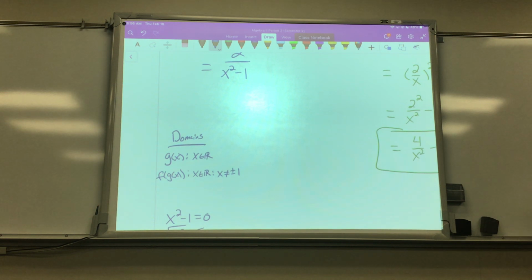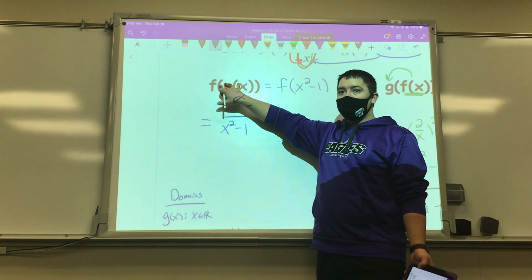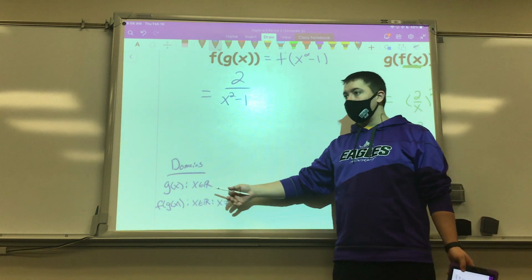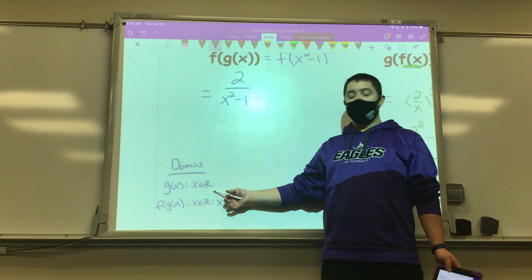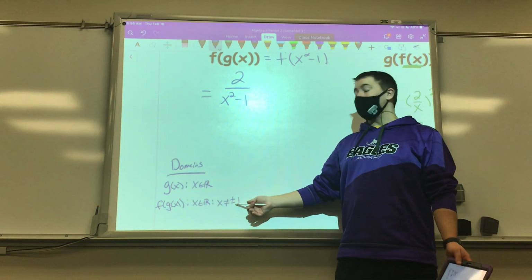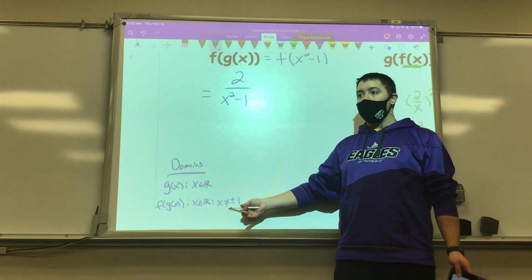So when you do the overall domain of this composition, you have to take the most restrictive. There were no restrictions with g of x, right? So we don't even have to worry about that. There were restrictions with the result though, correct? So that is what we're going to use.